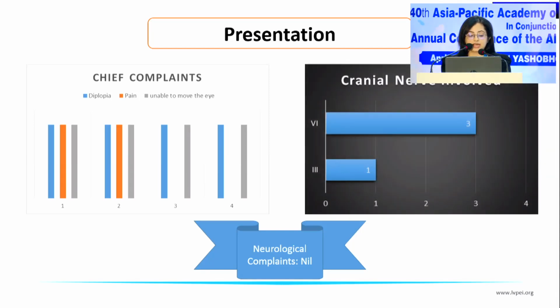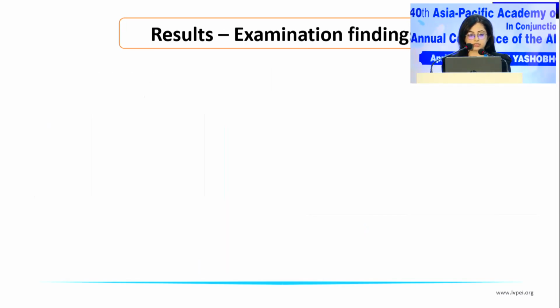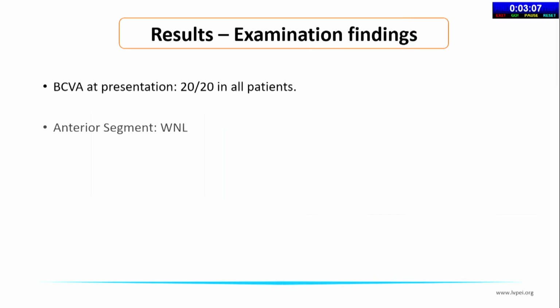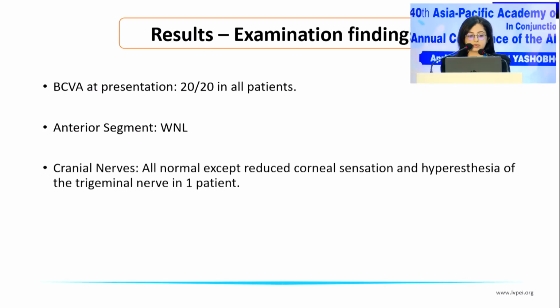3 patients had the involvement of the sixth cranial nerve and 1 had the third cranial nerve involvement. All of them presented with the best corrected visual acuity of 20/20. The anterior segment examination was normal. All of these patients presented with a single cranial nerve involvement, except for 1 who eventually, after 3 weeks, developed reduced corneal sensation and hyperesthesia of the trigeminal nerve. The rest of the cranial nerve examination was normal in all of them.